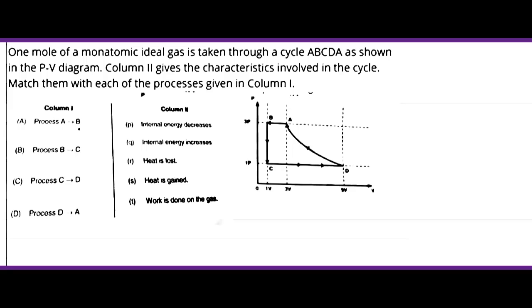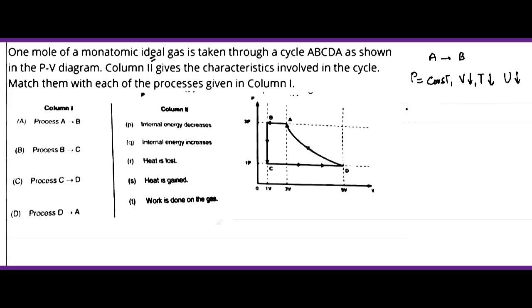Let's see first process A and B. If you see process AB, this is a constant pressure process. So pressure is constant, and we can see that the volume is decreasing. When the volume is decreasing and pressure is constant, the temperature has to decrease, because volume is directly proportional to temperature, which simply means that the internal energy of this ideal gas will decrease, right?